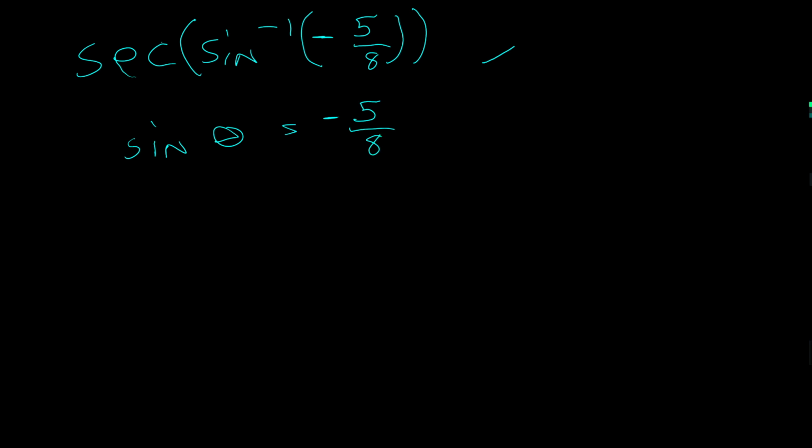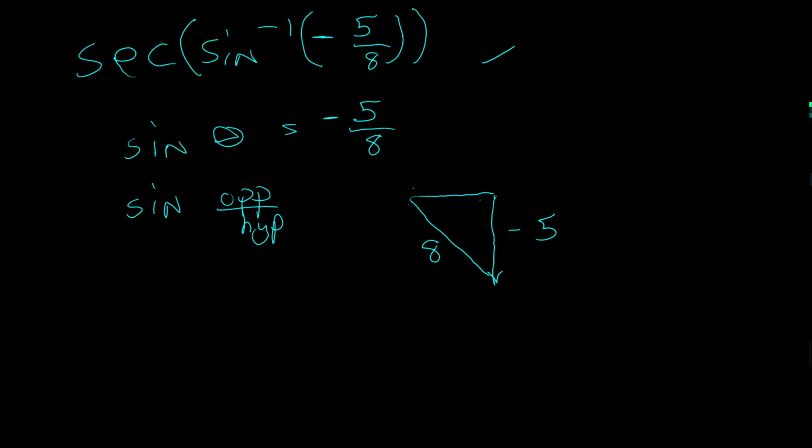Now, we know sine is the opposite over the hypotenuse. So we can immediately draw a triangle that has a negative 5 in the y direction. Oops, negative 5 in the y direction. And 8 for the hypotenuse. So what we don't know is the x direction leg.